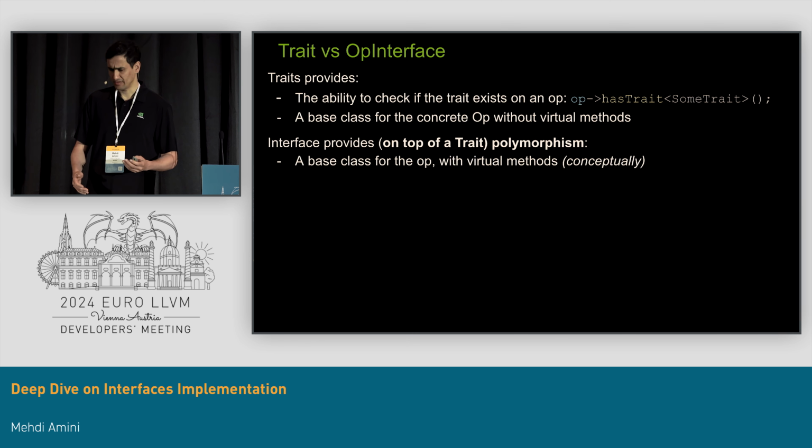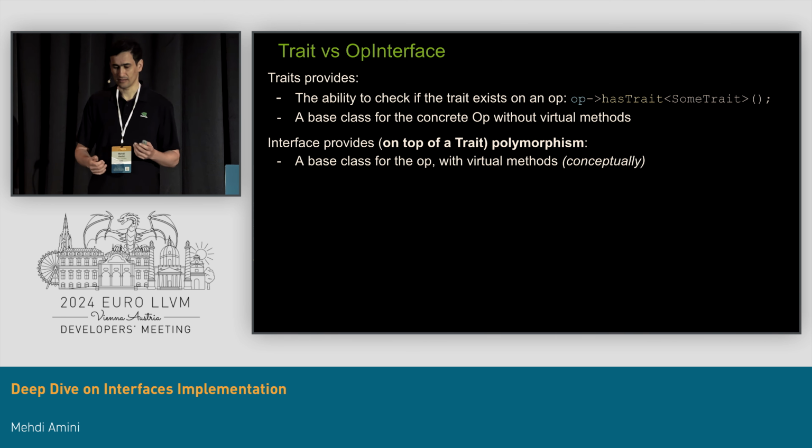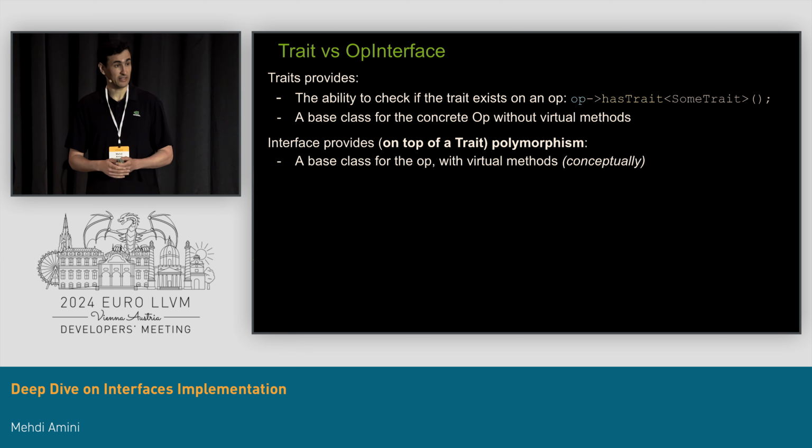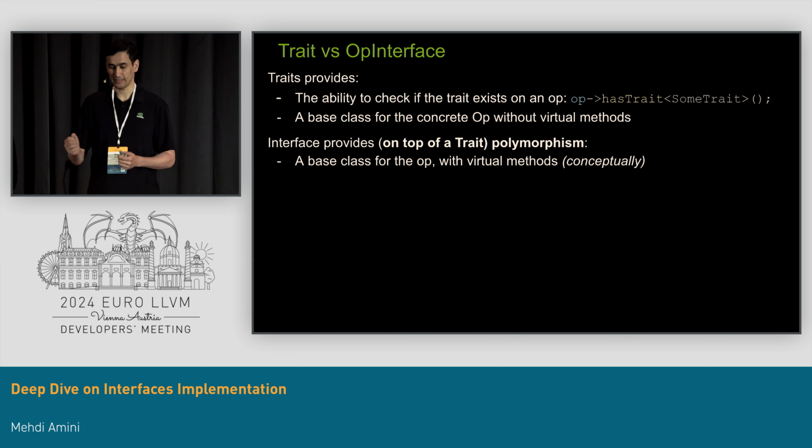Many people always are confused or ask me about traits versus OpInterfaces, and I wanted to clarify this here. What are traits? Traits provide two things. First, a Boolean ability to check if an operation implements a trait. So this is the op hasTrait method. And this just allows you to check a property. Does this op have this property? Is this op pure? Does it have side effects? You can query this and get a Boolean answer.